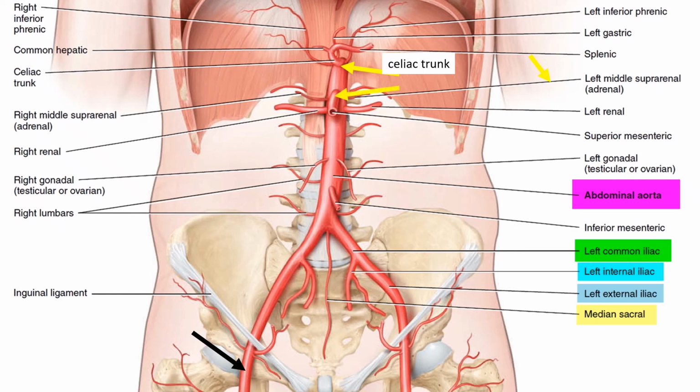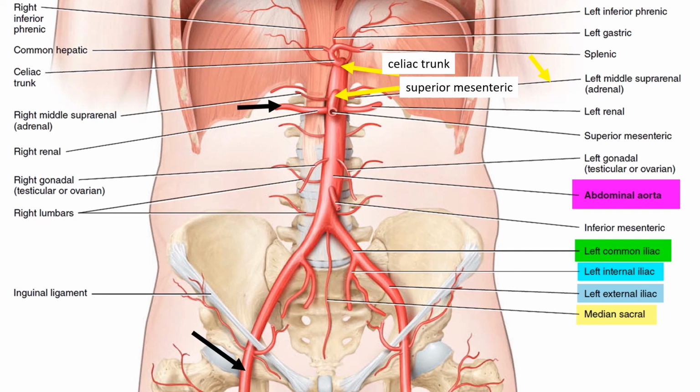A few centimeters below, 1 or 2 centimeters, is a branch called the superior mesenteric artery, which is going to run in the mesentery of the small intestine, and it is going to supply the ileum, the jejunum, and it is going to extend its blood supply to the large intestine, especially the right side of the large intestine, the cecum, the ascending colon, and part of the transverse colon.